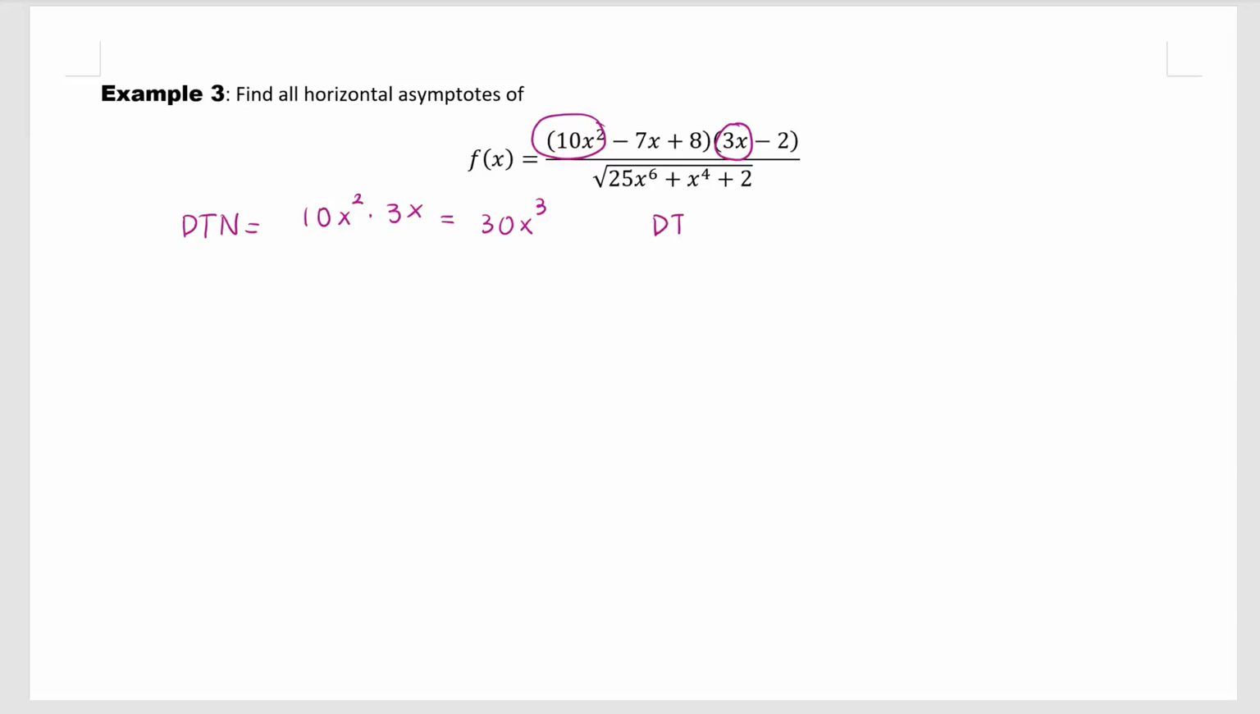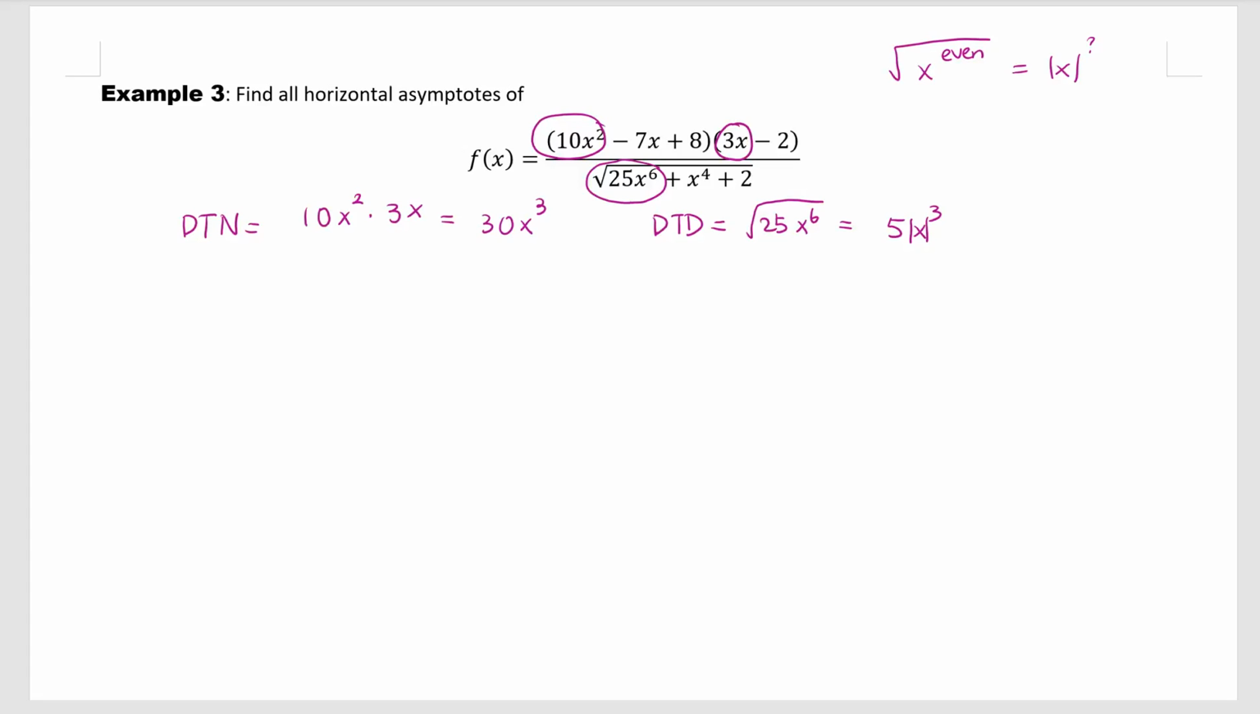And how about the dominant term of the denominator? By the way, I strongly recommend you stop the video and try those problems first, and then continue to watch the video and check your answers. Okay, so this is the highest power. Don't forget the square root. Square root of 25 is 5. Square root of x to the 6 is x cubed, but with absolute value. Remember, if you have square root of x to an even power, you are going to expect absolute value of x to that even power divided by 2.